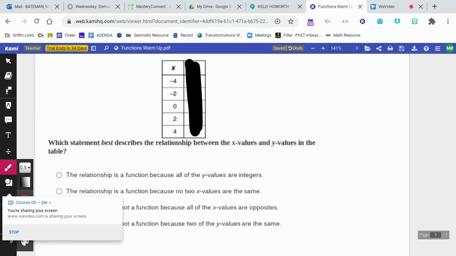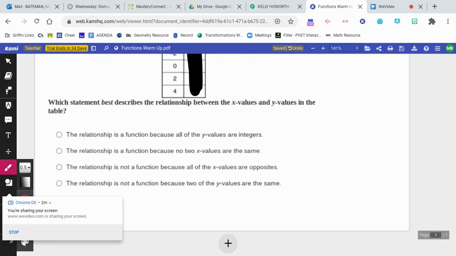So I see I have -4, -2, 0, 2, and 4. None of those values repeat, which means that every input has only one output, and therefore this is a function because no two x values are the same. There it is.